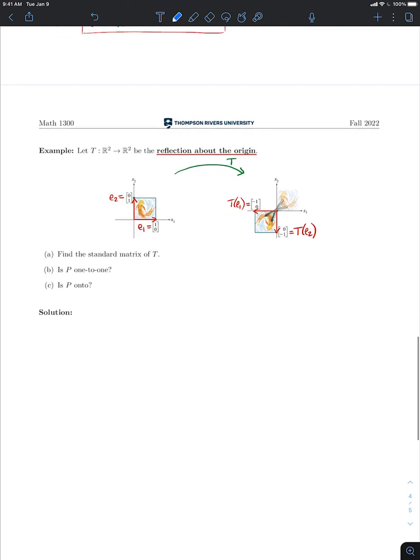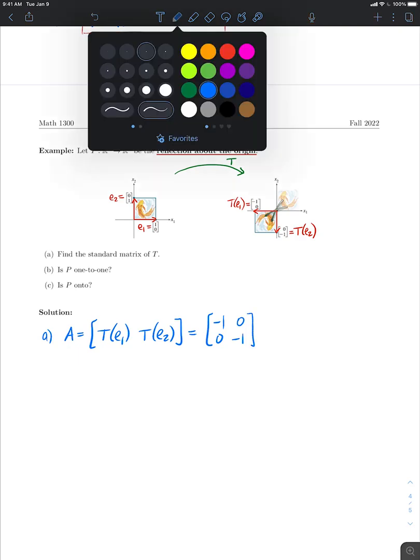So we're ready to do part A here. For part A, our standard matrix is going to be given by the matrix whose columns are just the outputs from the transformation T when you plug in the standard basis vectors. So T of E1 was (-1, 0) and T of E2 is (0, -1), and that's your standard matrix.